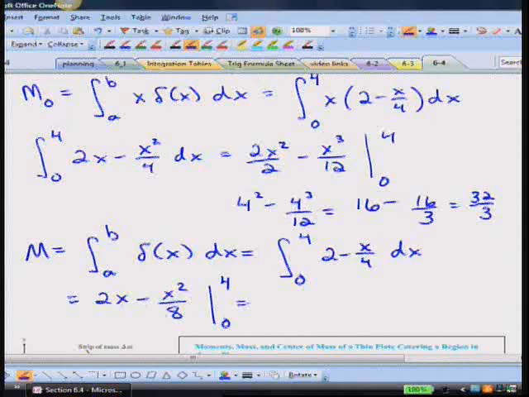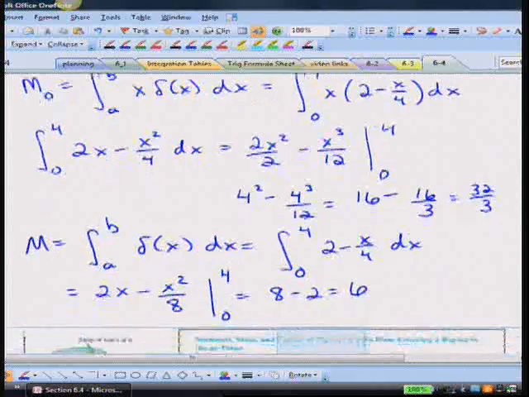Make sure I did that right. Okay, and so this will be 8, when I plug 4 in, it'll be 8 minus 4 squared, which is 16, divided by 8, which is 2. So I'll get 6. And that is the mass.